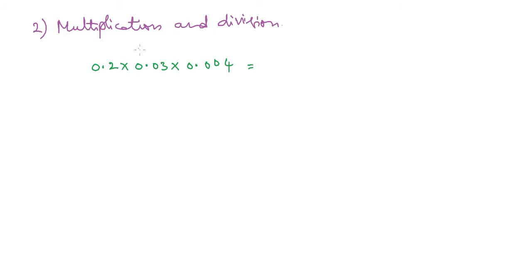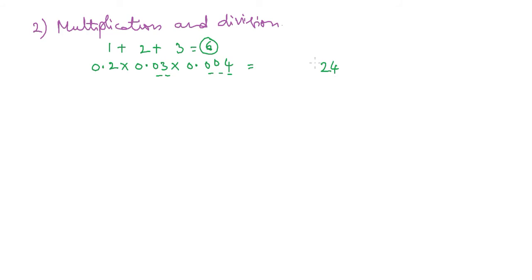First, let us multiply simply, without having any decimals. So 2 into 3 is 6, 6 into 4 is 24. Simply you can write 24 here. Now add the decimals. How many decimal places are here? Only one. Here? 2. Here? 3. So the total number of decimal places in this product should be 3 plus 2 plus 1, that is 6.